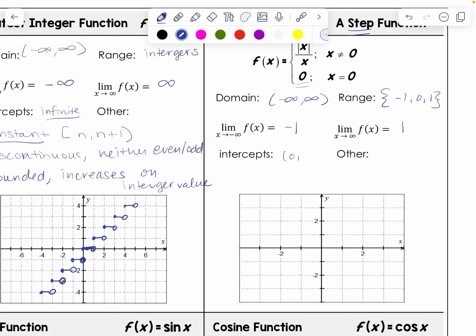It has intercepts at 0, 0. It's bounded. It's discontinuous. And it's constant. And it looks like this. So it has a value of 0, 0. At x equals 0, it jumps up at an open value here, and it goes 1 all the way to the right, and it goes open circle here, and it always is -1 to the left.